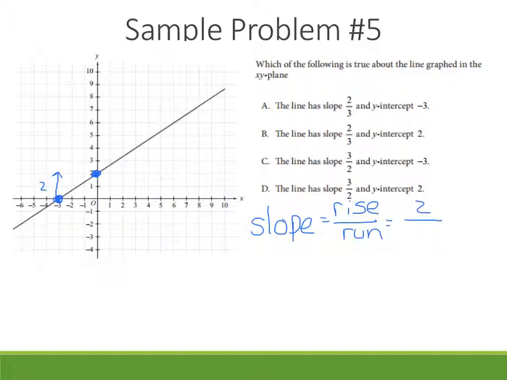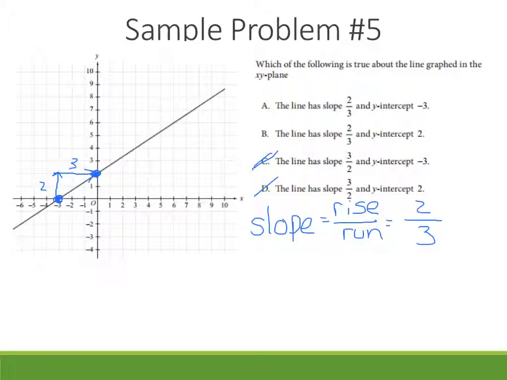Okay. And then the run is how many spaces we go over to get from point to point. And if we count our blocks, 1, 2, 3, we've got a run of 3. So our slope for this line is going to be 2/3. Okay. So we've automatically canceled out these answers because the slope's wrong.